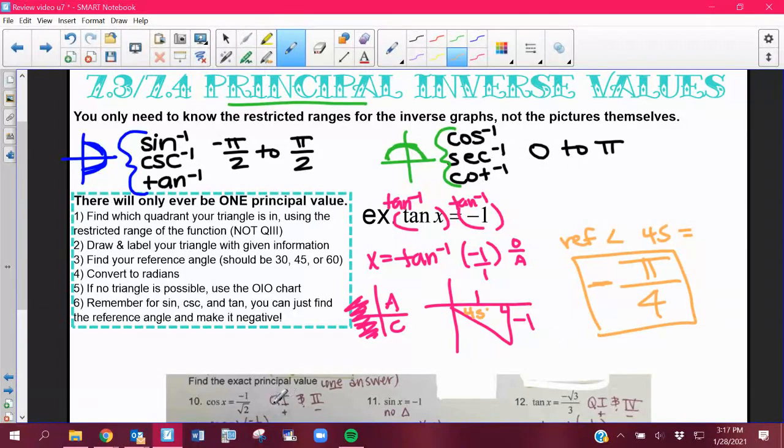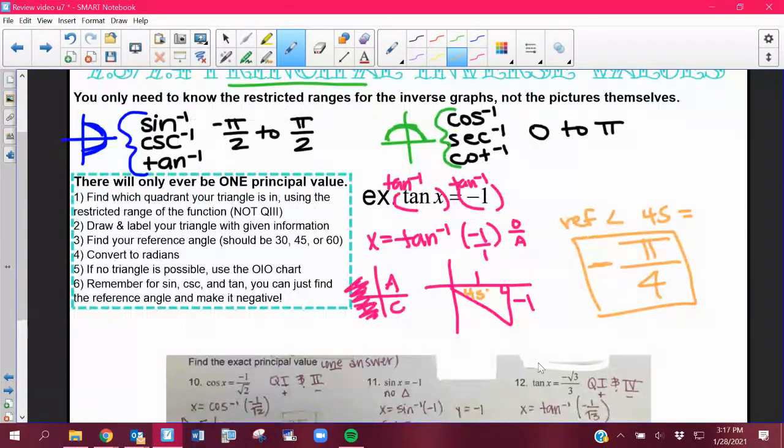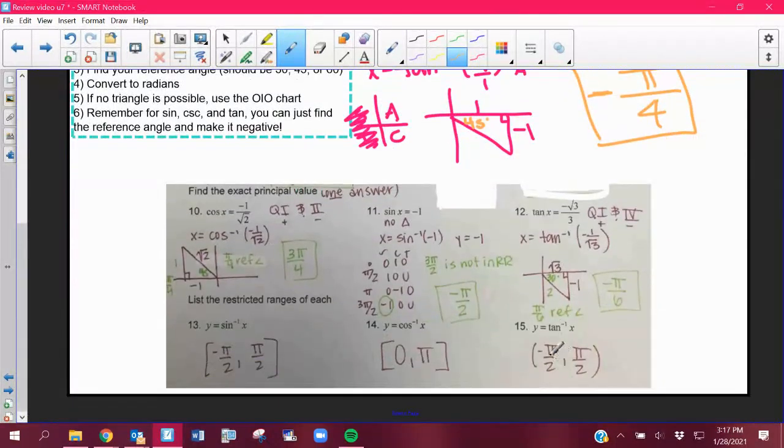And done. Again, an exact principal inverse value has one answer. I don't care about the other quadrant that this would fall into. I just want the one that's in the correct quadrant with the correct sign in front of it, if it's positive or negative. So again, here are some more examples.